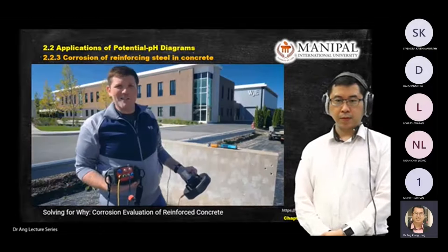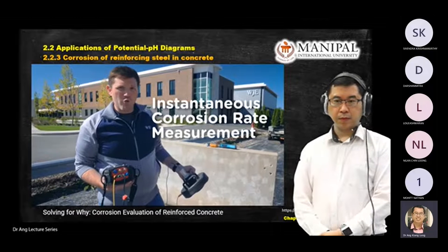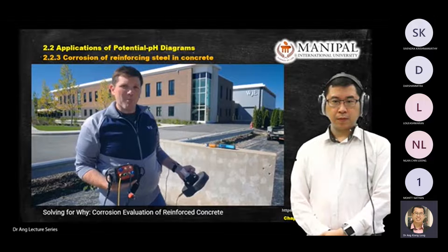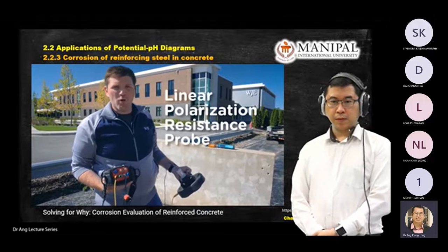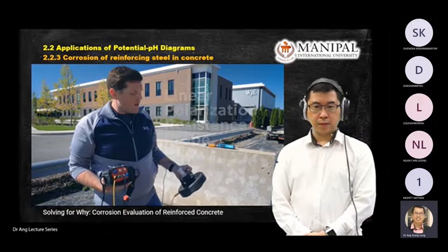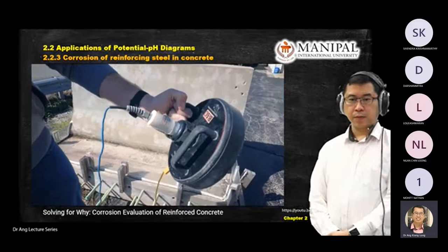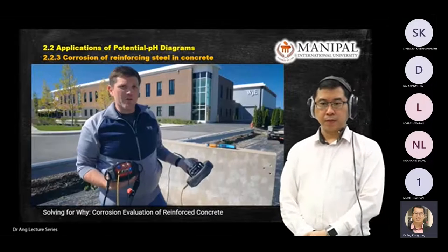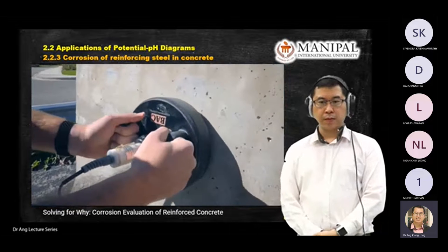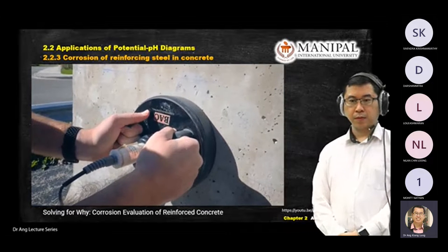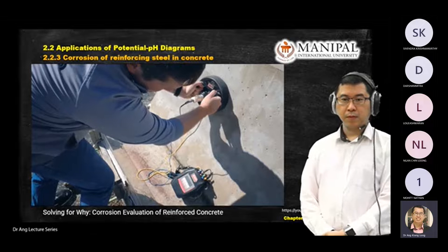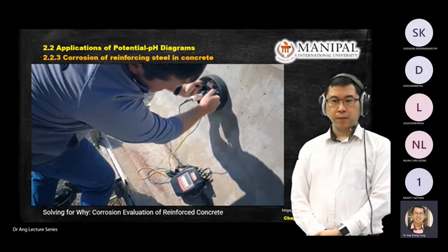The third method we're going to discuss is instantaneous corrosion rate measurements using the LPR probe, or the linear polarization resistance probe. This device uses a ring electrode and a half cell electrode to create an electrical circuit with our embedded reinforcing bar. The results of this test give us an indication on how fast the reinforcement might be corroding and when we might see damage in the reinforced concrete structure.